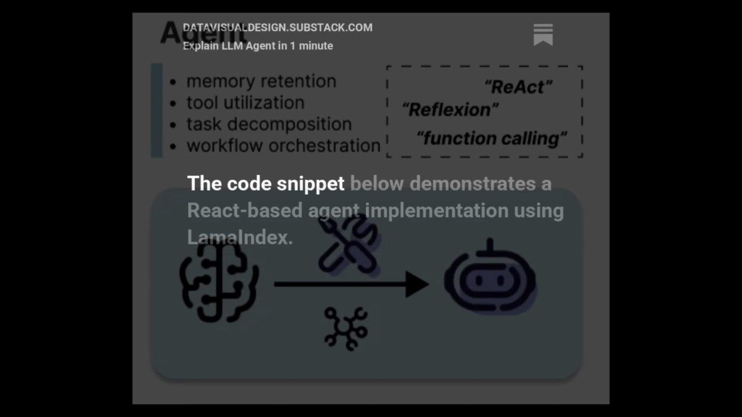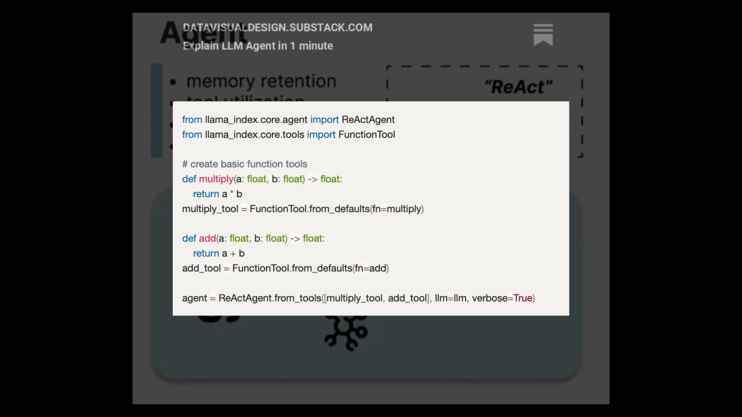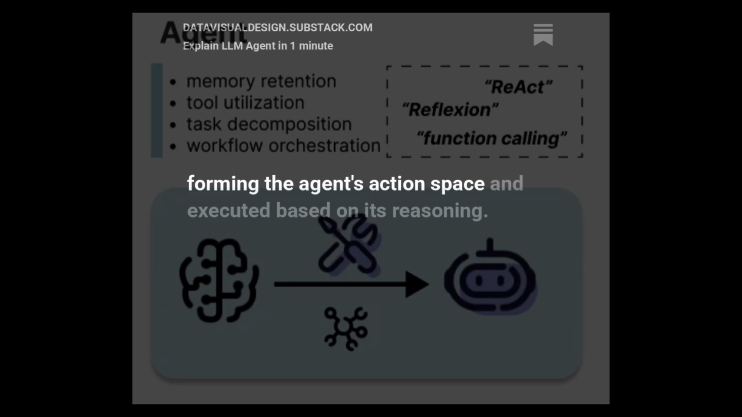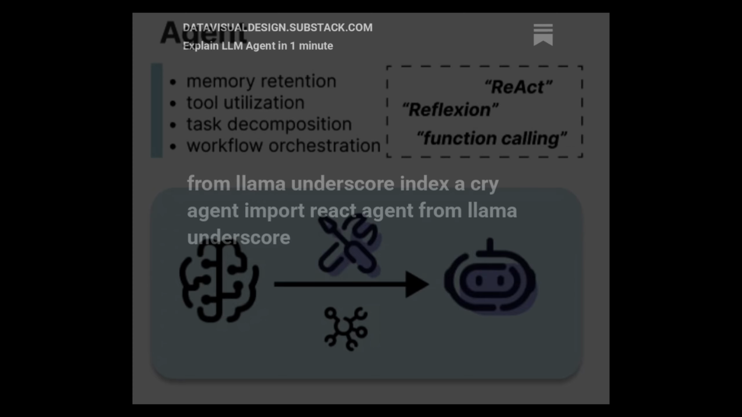The code snippet below demonstrates a ReAct-based agent implementation using LlamaIndex. Firstly, it defines two functions, multiply and add. Secondly, these two functions are encapsulated as function tools, forming the agent's action space and executed based on its reasoning.